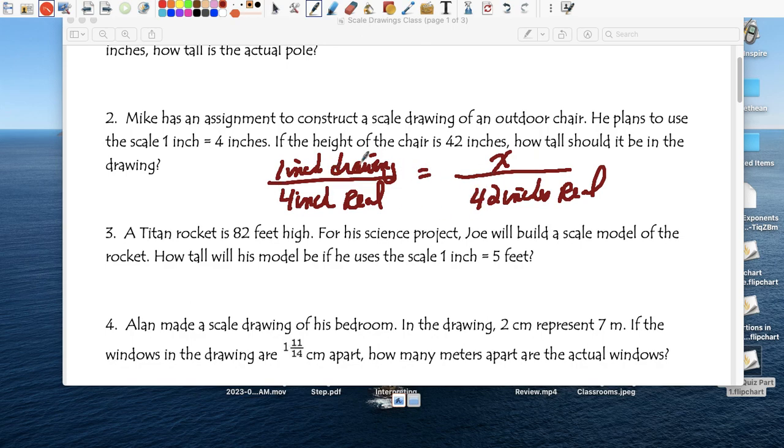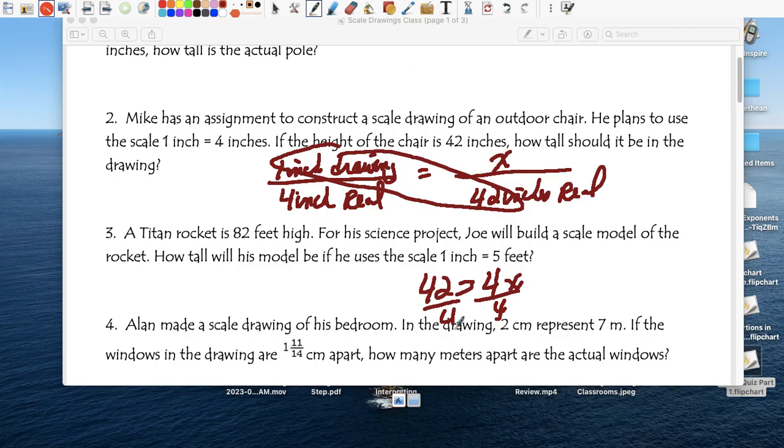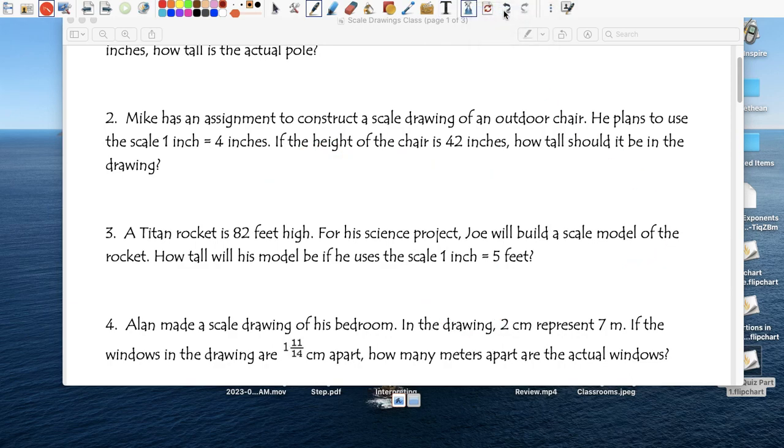Cross multiply. 1 times 42 is 42. x times 4 is 4x. We're going to divide both sides by 4. So in the drawing, that chair will be how many inches? 10.5 inches. Okay.